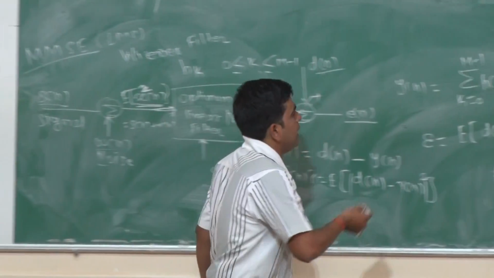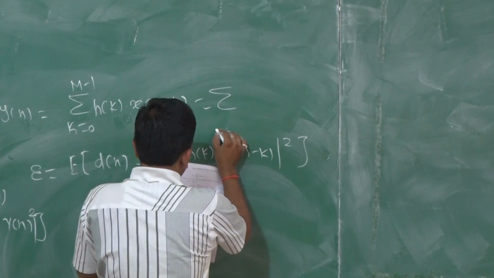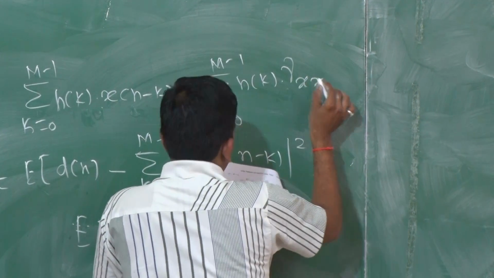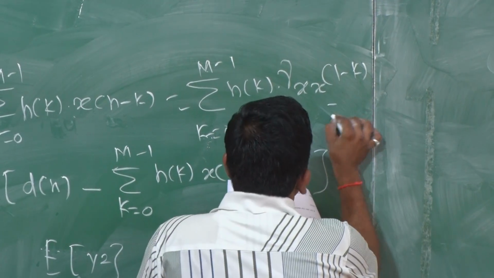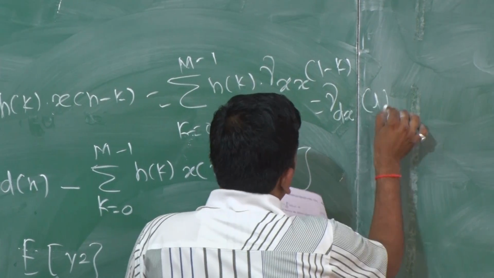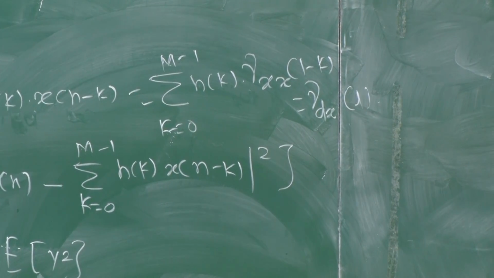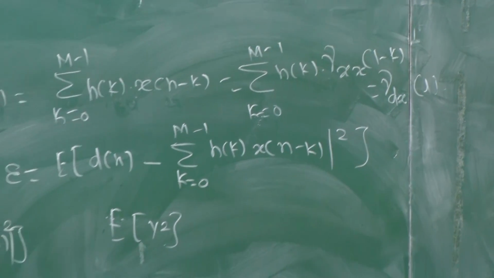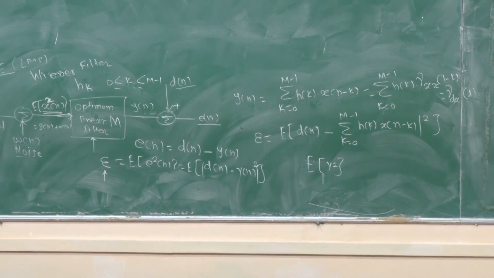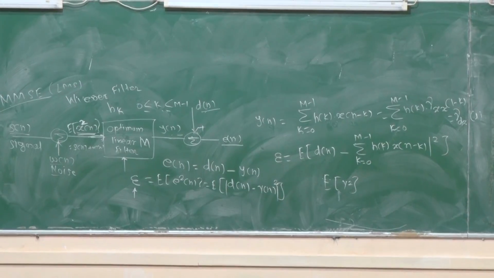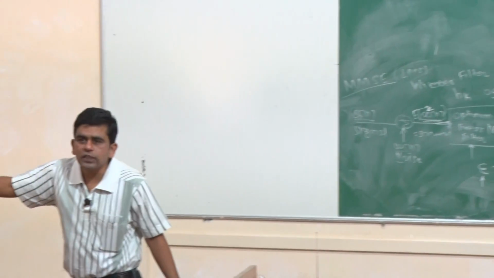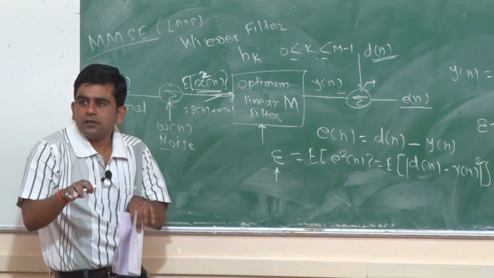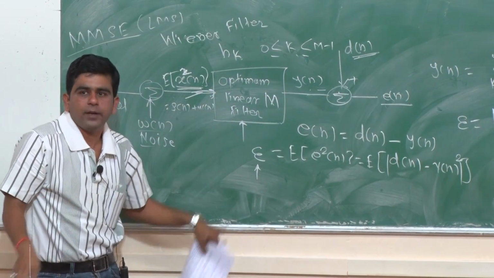So here this y can be represented as the summation over k equal to 0 to M minus 1 of h of k into the autocorrelation of l minus k, which is equal to the cross correlation between d and x. So the output y of n is equal to the summation of the filter coefficients h of k multiplied with the autocorrelation values of the input signal x of n, which is equal to the cross correlation between d of n and x of n. So we are finding the relation.